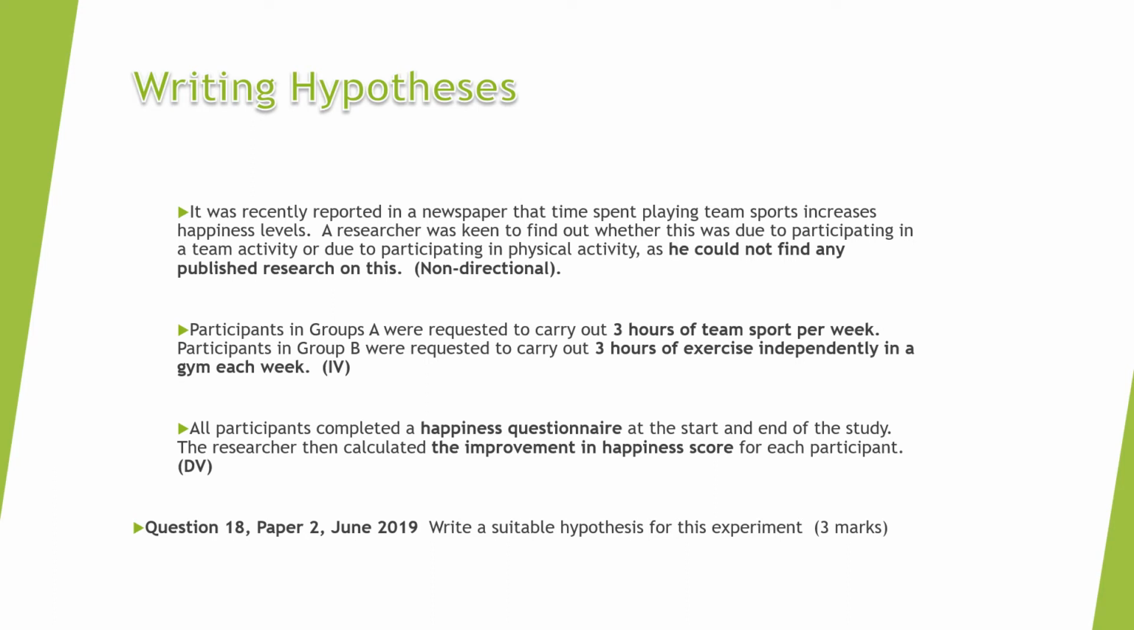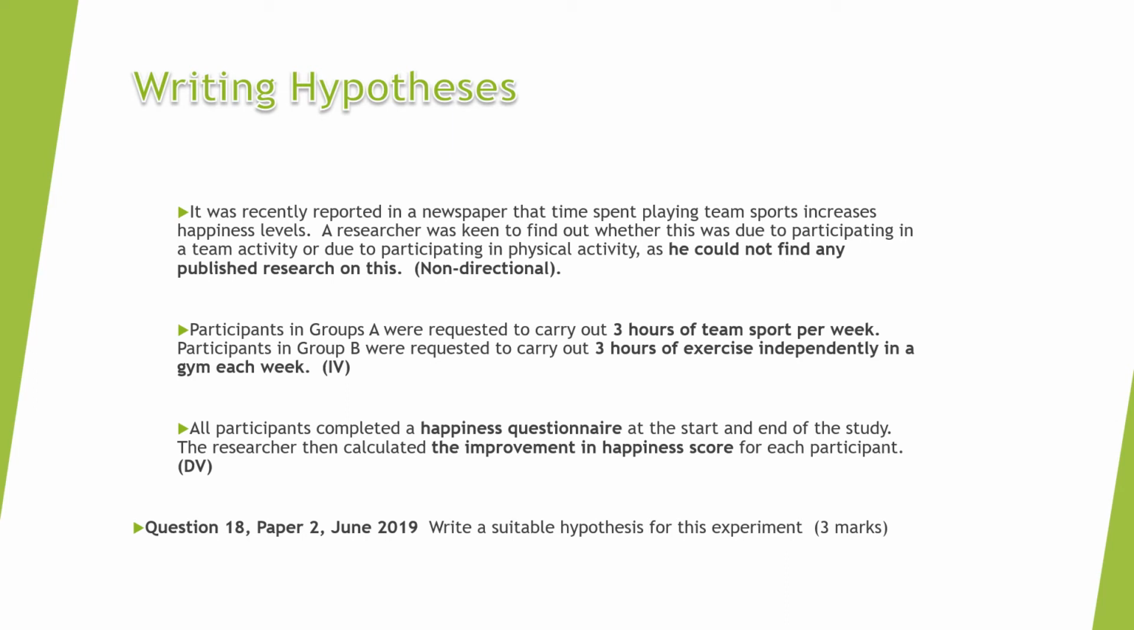Participants in Group A were requested to carry out 3 hours of team sport per week, and participants in Group B were requested to carry out 3 hours of exercise independently in a gym each week. So that's our IV. So 3 hours of team sport per week and 3 hours of independent exercise in a gym. So we've got our two conditions of the IV there.